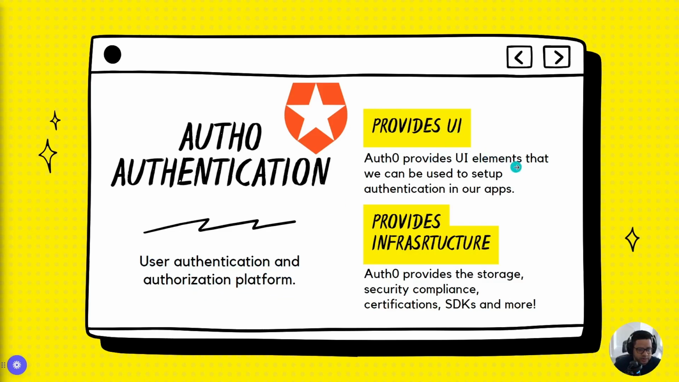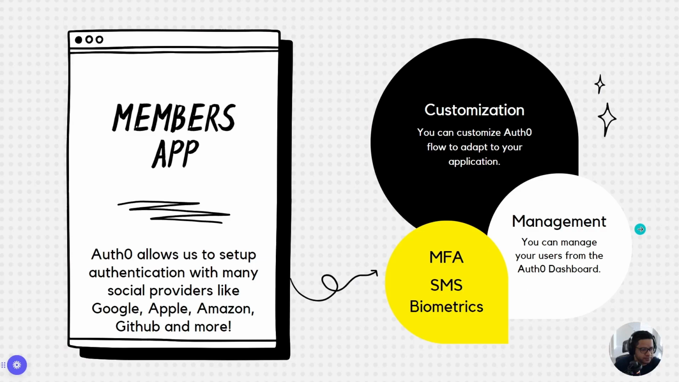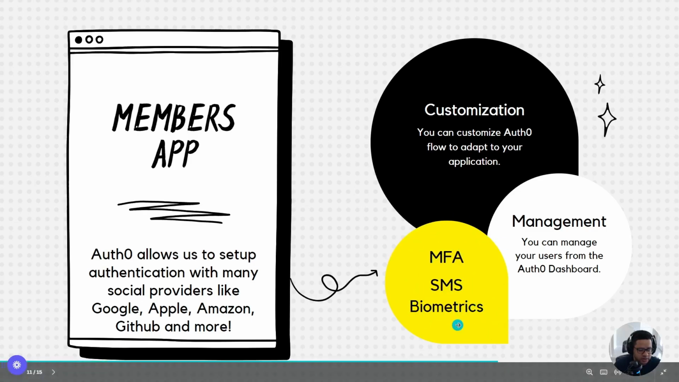Auth0 provides UI elements that can be used to set up your authentication in your applications. It also provides the infrastructure, so it provides the storage, security compliance, certifications, SDKs, and much more. Auth0 allows you to set up authentication with many social providers like Google, Apple, Amazon, GitHub, and more. So it's really easy to set that up in your administrator platform.